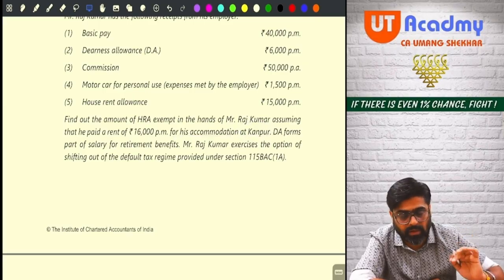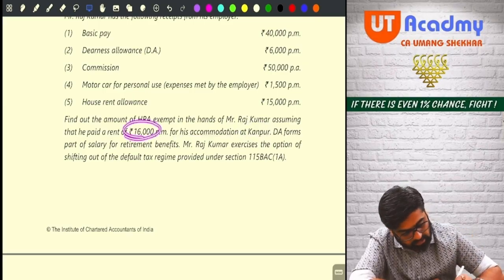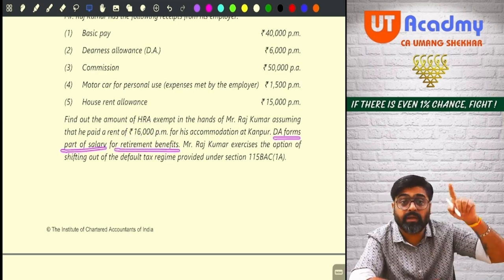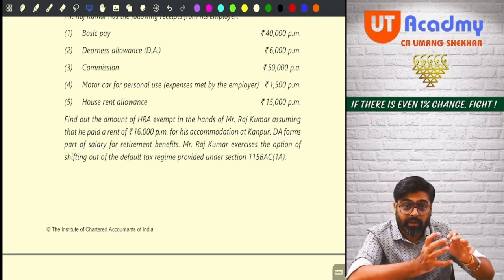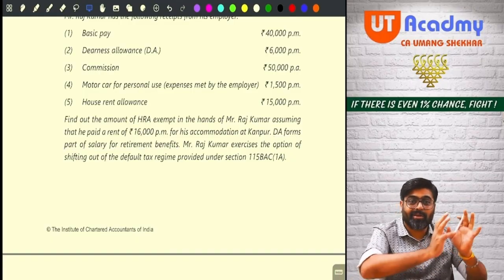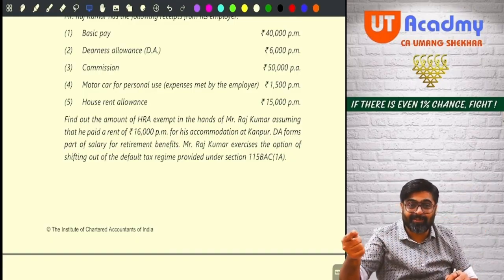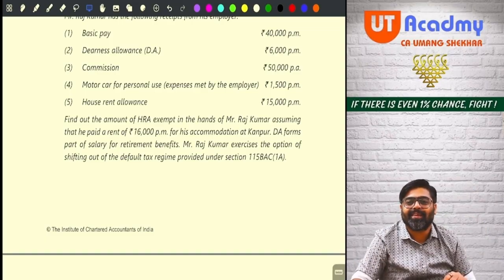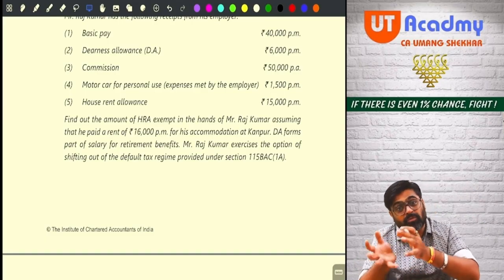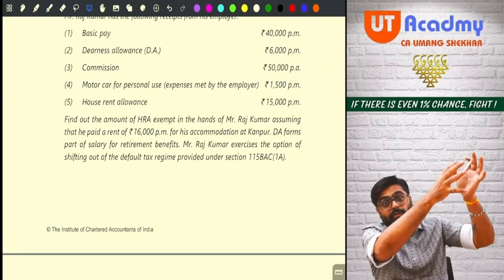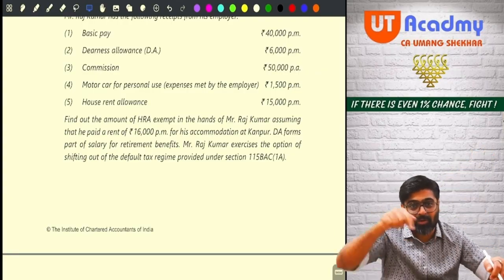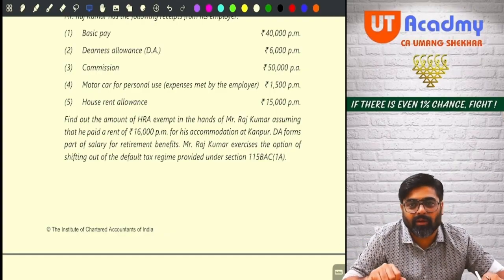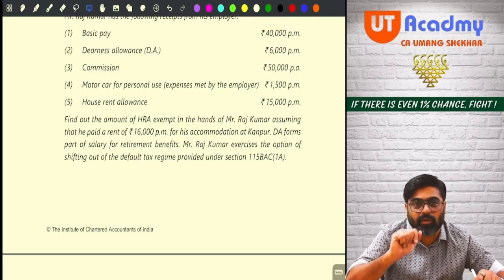So 40% of salary will be taken. Rent paid is given as 16,000. DA forms part of salary for retirement benefit. The DA which forms part of salary for the purpose of retirement benefit is that DA which is written in the contract. They are saying DA in terms. See, this way they will try to confuse you.